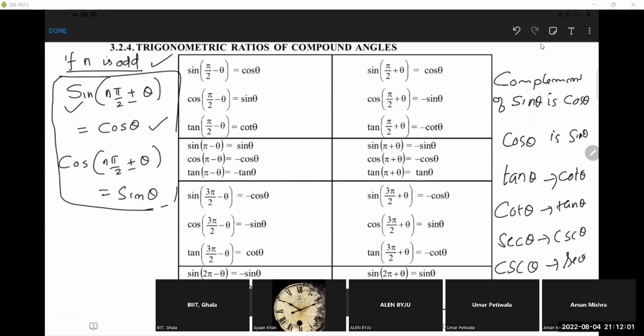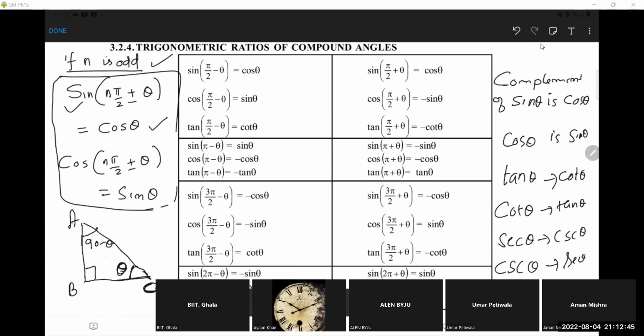This is the complement. Why do we say the complement of sine theta is cos? I show you. Suppose I take a right triangle ABC, and this angle is theta. We know that this is 90 degree. Therefore, definitely this will be 90 minus theta, right? If angle C is 30 degree, angle A is 60 degree. If angle C is 20 degree, angle A is 90 minus 20, 70 degree. So, if this is theta, definitely this will be 90 minus theta.